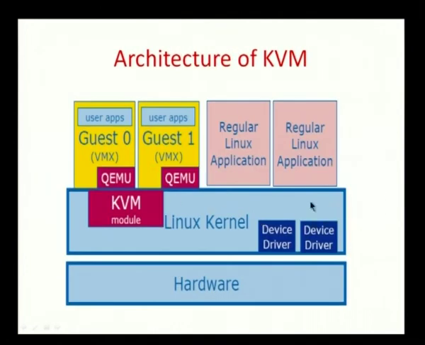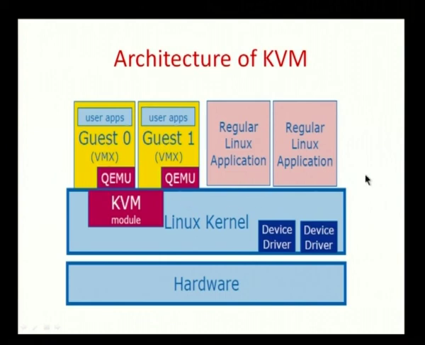If you see this architecture, you can easily understand how it works. You have the hardware at the bottom layer, then the Linux kernel, which has many device drivers for the actual physical devices in the system. Then you have the KVM module and QEMU, the quick emulator. Once the KVM module is initiated, the quick emulator is configured, and using that it is possible to create various guest operating systems.